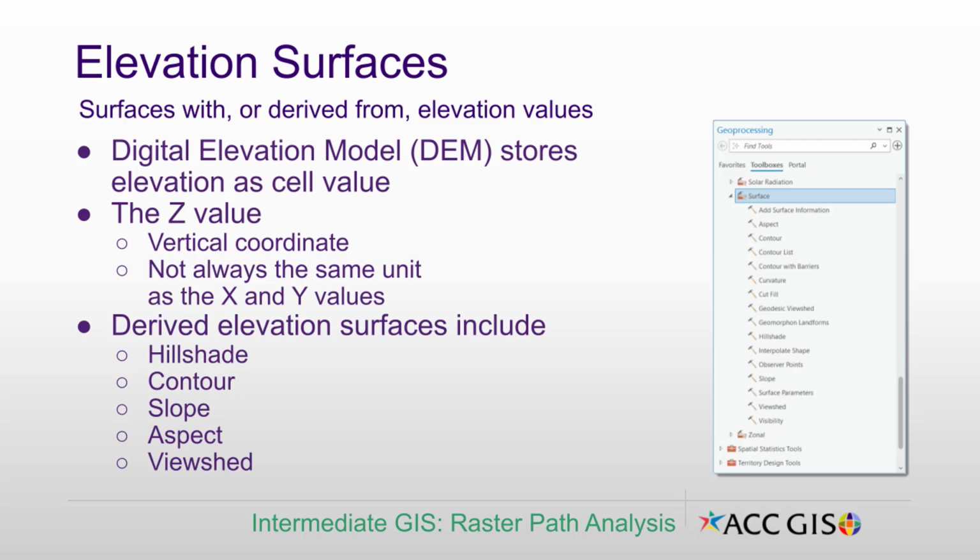Now, what type of surfaces do we derive from a DEM? Hillshades, contours, slope, aspect, and viewshed are an example of a few. And you can find the tools required to generate these surfaces in the Spatial Analyst Tools toolbox in the Surface Tool set in ArcGIS Pro.